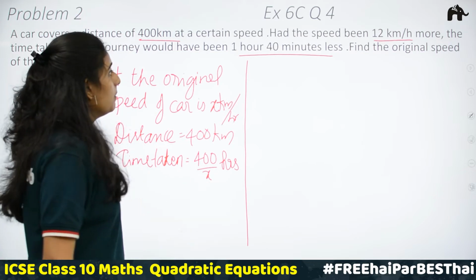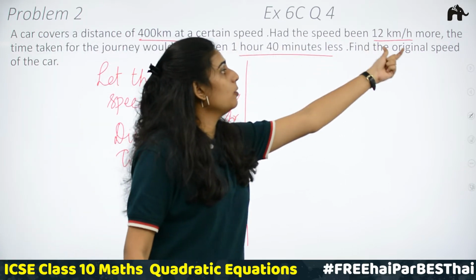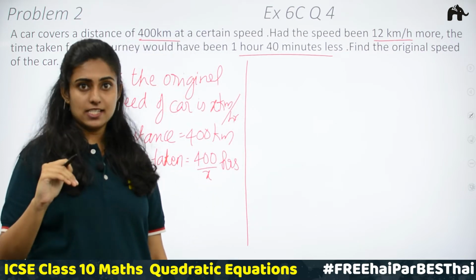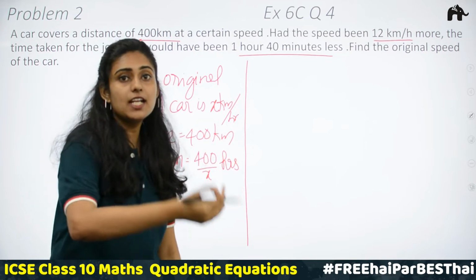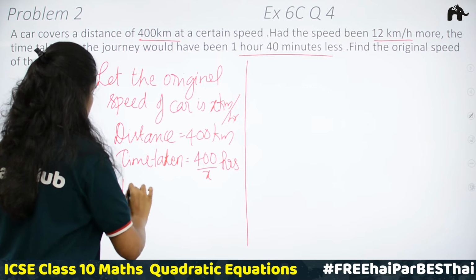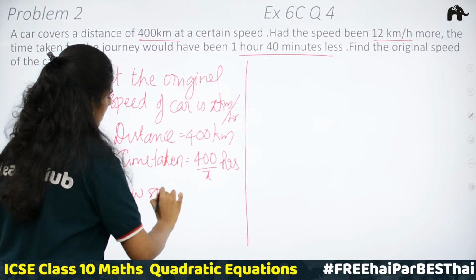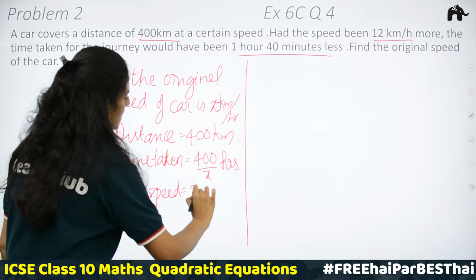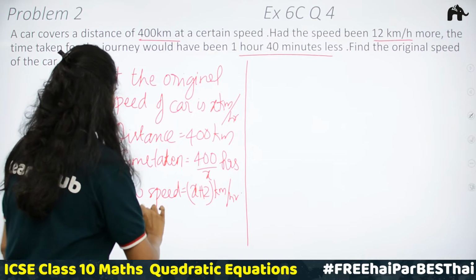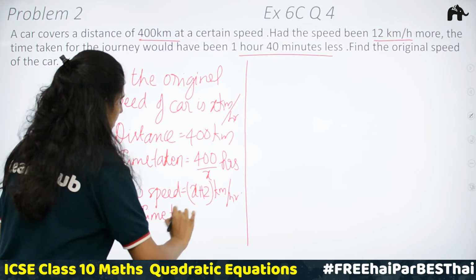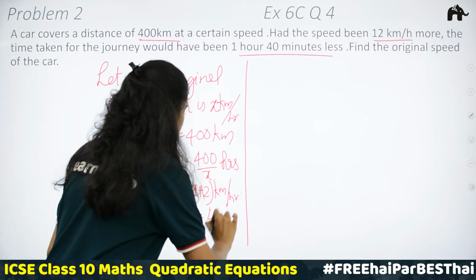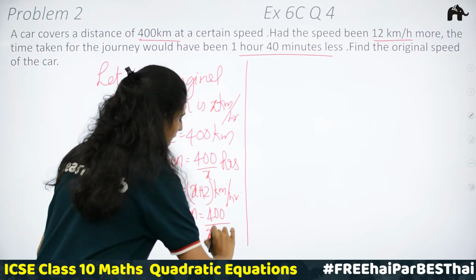Okay. Now what happens? Had the speed been 12 km per hour more, what happens to the time when speed increases? Time decreases, right? If you are moving at a higher speed, then in less time you can reach the destination. That is, the new speed is equal to x plus 12 km per hour. Then in that case, time taken will be equal to, distance is the same, that is 400 divided by x plus 12 hours.